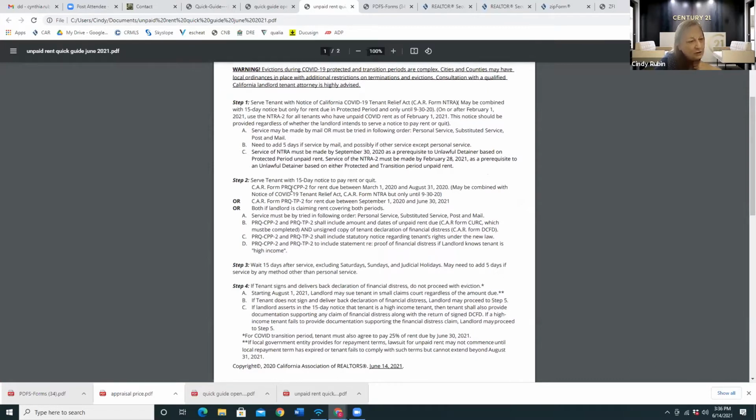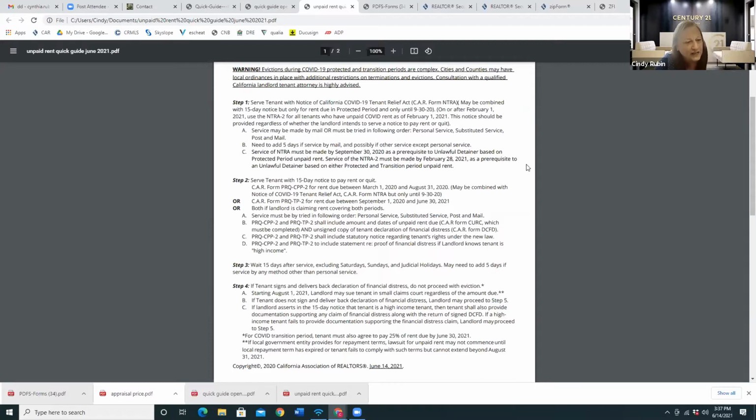Okay, step 2, serve the tenant with a 15-day notice to pay rent or quit, CAR form PRQ-CPP2, for rent due between March 1st, 2020 and August 31st. Okay, so you're supposed to serve the NTRA 2 to everyone, it appears, but that's not an eviction notice. The eviction notice is a 15-day notice to pay rent or quit. No more 3-day notice to pay rent or quit, okay, not for this period.